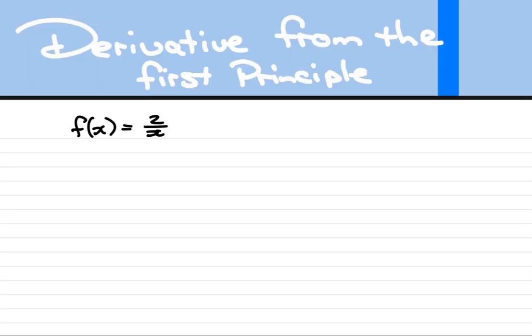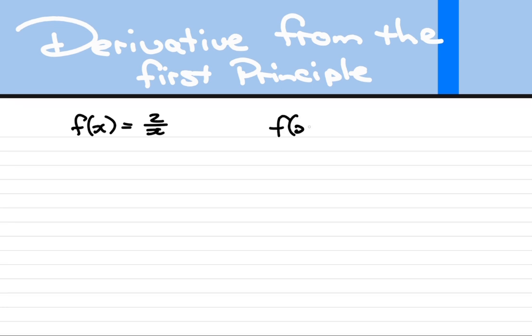So let's take our hyperbola, and we need to derive this. We need to get the first derivative of a hyperbola by using the first principle. Now remember, when I need to use the first principle, I need to find my f of x plus h. So in theory, we're going to replace every x with an x plus h. So let's do it: 2 over x plus h.